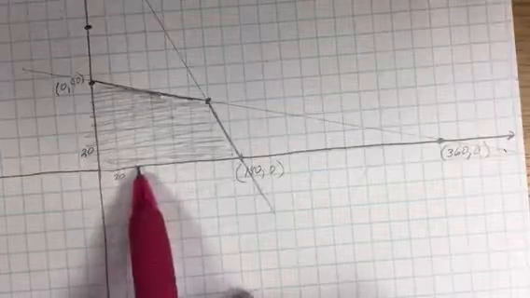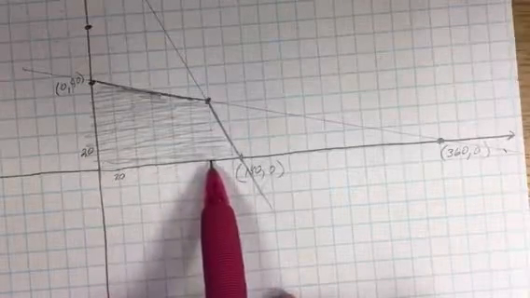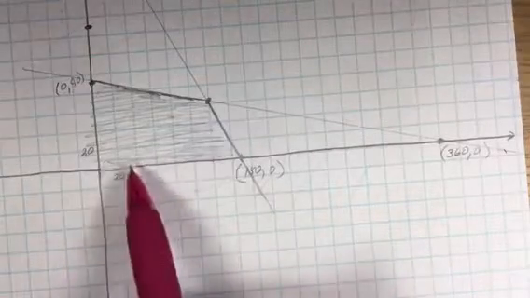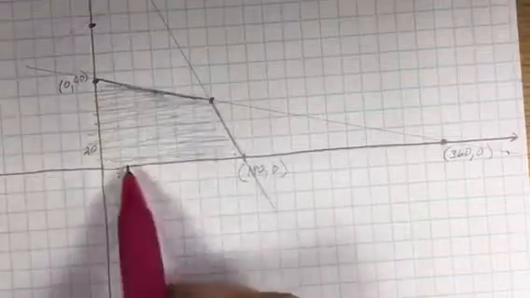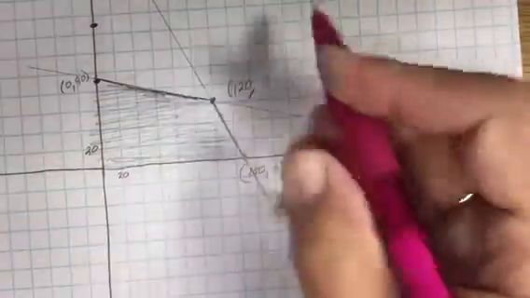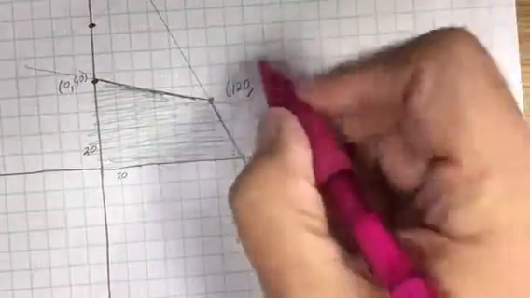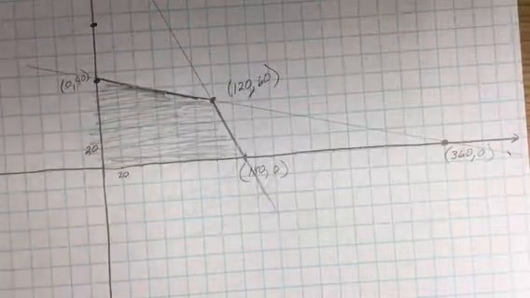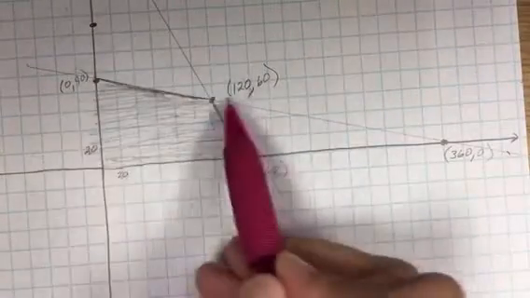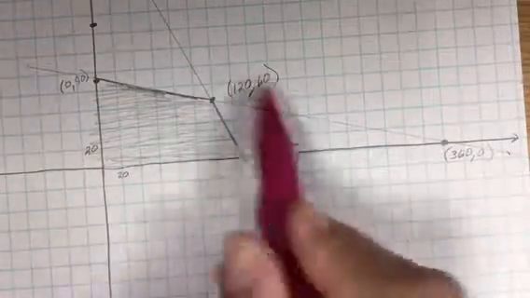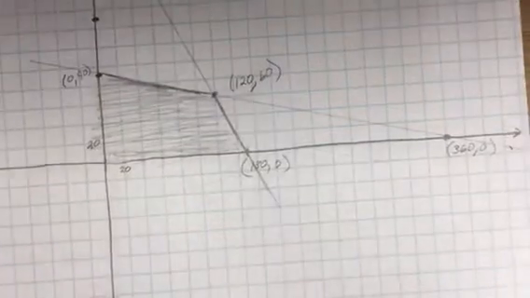So let's look. 10, 20, 40, 60, 80, 100. 20, 40, 60. Oh, I counted wrong. 20, 40, 60, 80, 120. Yes, 120 is right. Let's count up. 20, 40, 60. 60. We're on the nose. So there are my corners. My corners are 0, 90, 120, 60, and 150, 0. It's these values I plug into that Z.